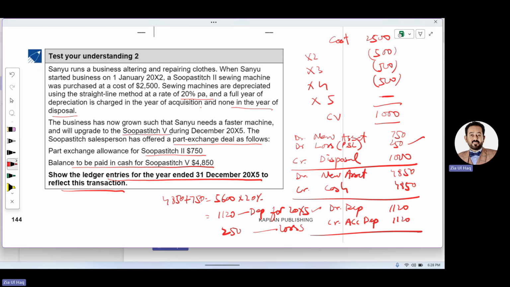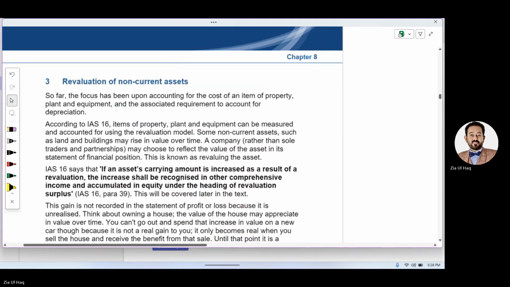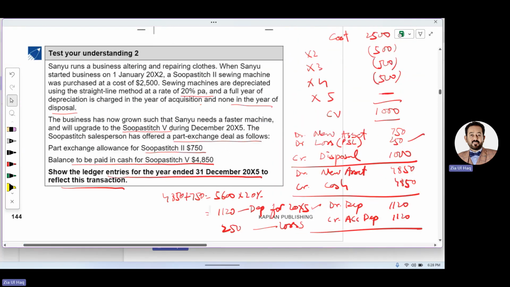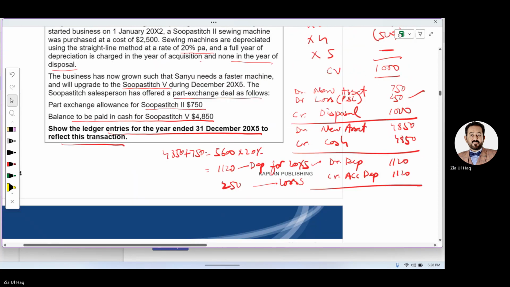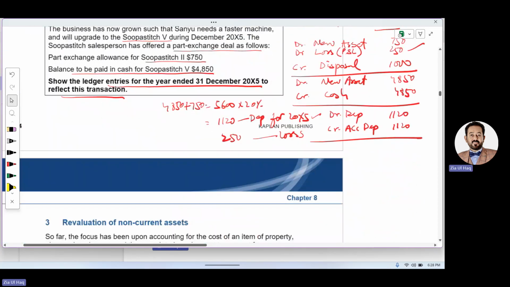Sir, this type of question will be MCQs, right? Like there will be given values and we have to work them out. Exactly. Or they can ask you to calculate the value of loss or profit. So this is about exchange.